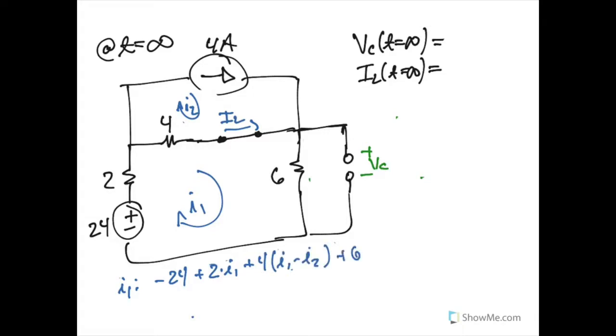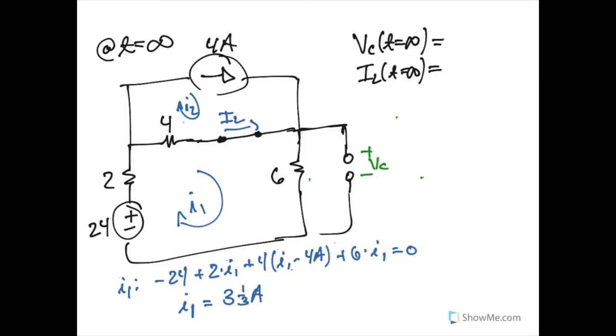Now that I2 current right there is directly connected to a 4 amp source because that is the only branch current over there. And so I can just replace I2 with 4 amps. Once we plug everything in, we can now find that I1 is equal to 3⅓ amps.